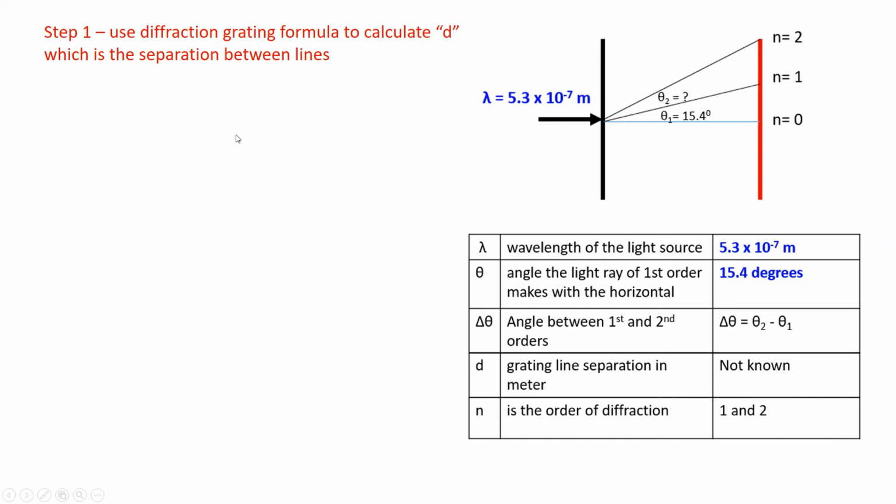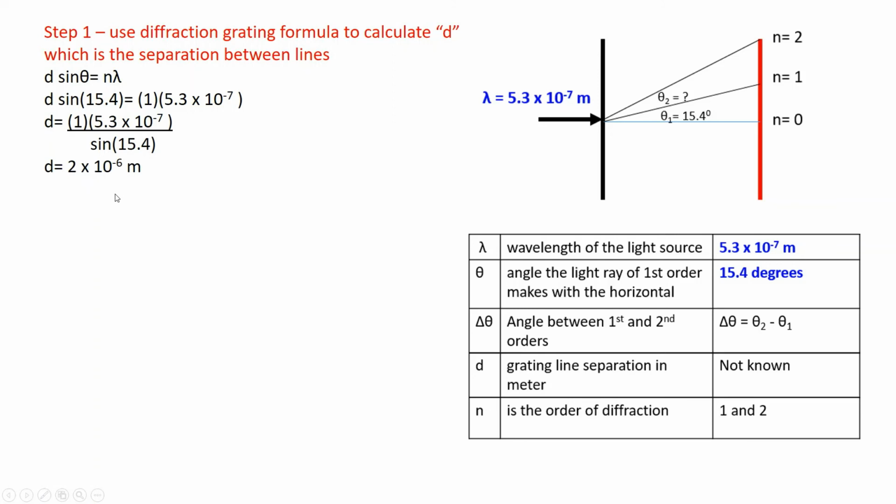Step 1, let's use the diffraction grating formula to calculate d, which is the separation between lines. We are going to use all the information for the first order. The angle is 15.4, n is 1, and the wavelength is this value here. Then we calculate d, and d is 2 times 10 to the negative 6 meters.